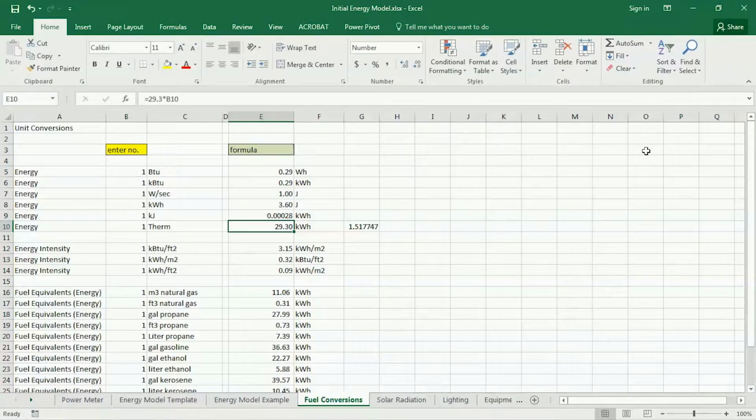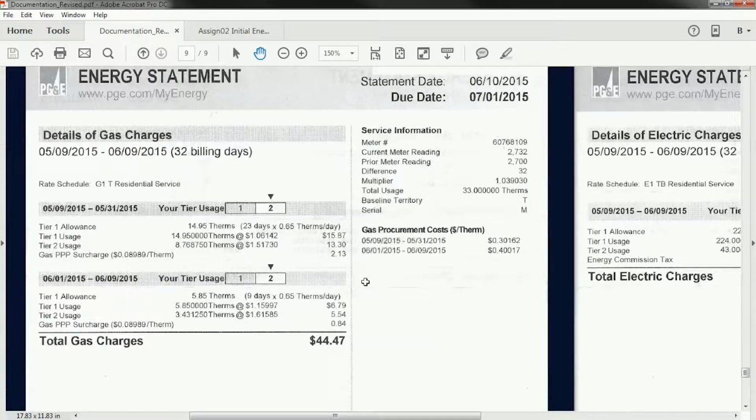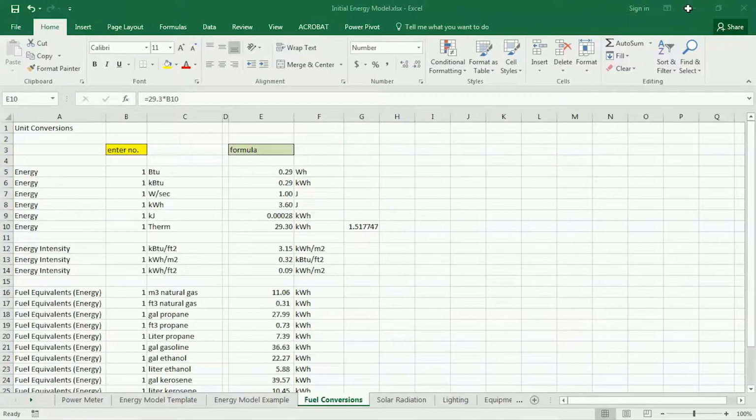In this case, for this bill, we have 14.95 therms plus 8.77 therms, that's just from May, and then we've got a little bit extra here, 5.85 and 3.43. The total actually shows up right here as 33 therms, so that's what I'm going to divide by. I'm going to divide 44.47 by 33, and I'm going to do that right here.